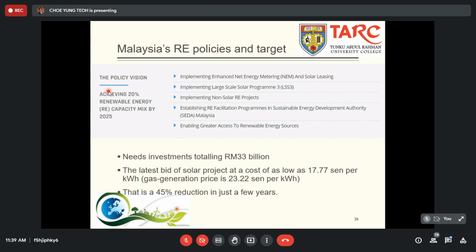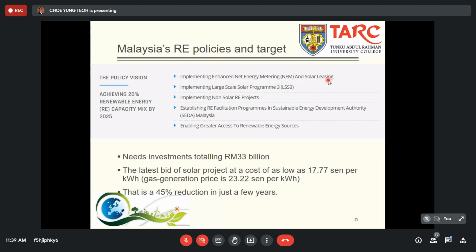So how does the government push to achieve the target and policy? You can see the first one, implementing enhanced net energy metering and solar leasing. So they came up with a system, net energy metering. Net energy metering means that you build a solar energy power plant, maybe on the rooftop, and then sell to TNB. So you can offset your TNB bill.